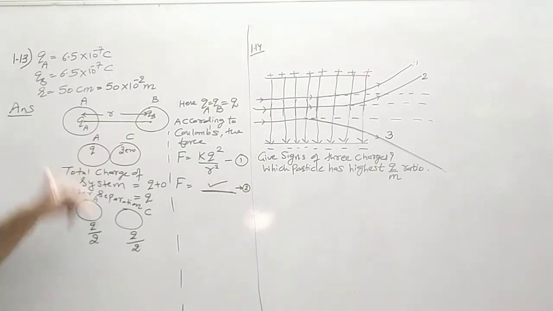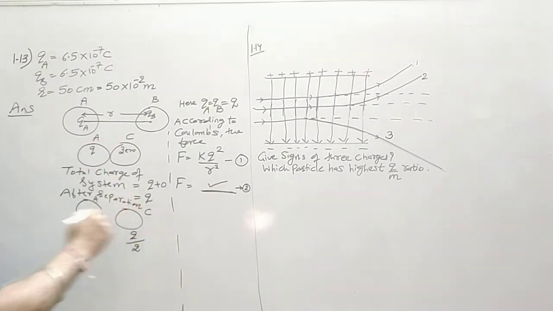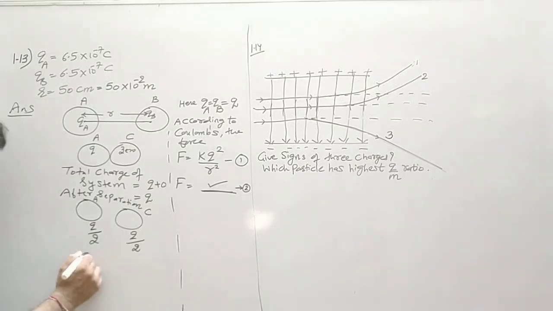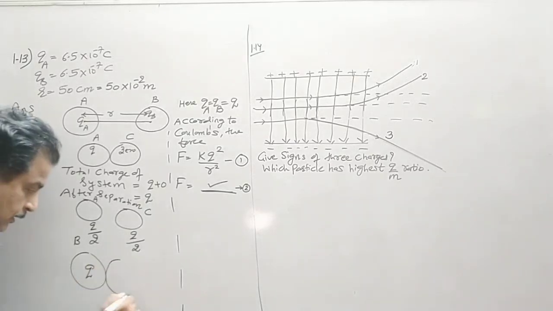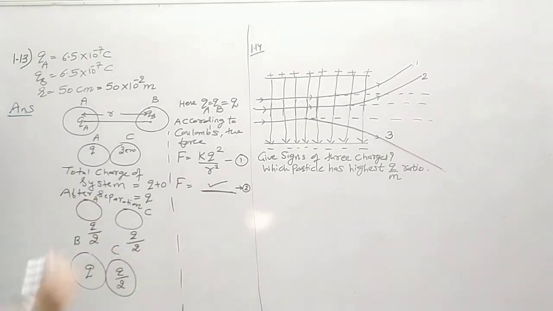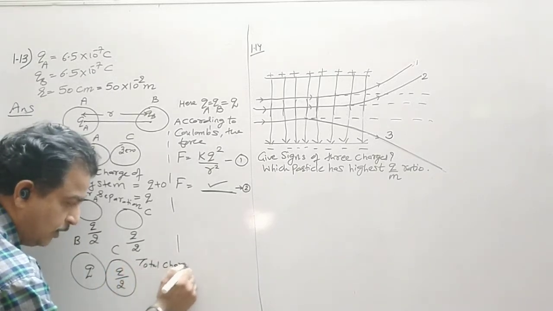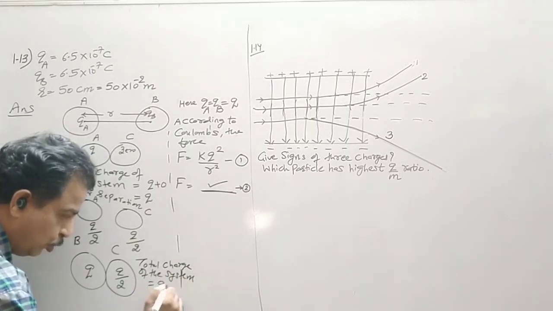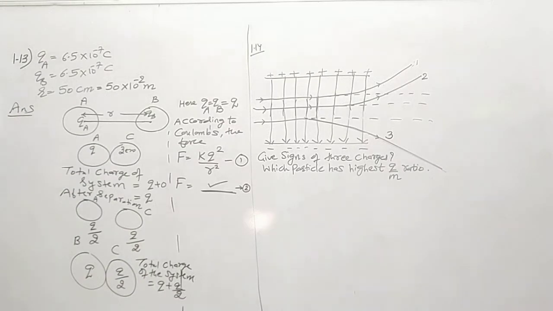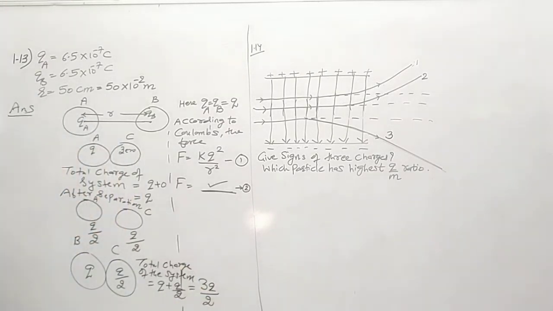In the third part, they have given that this C is now kept in contact with B. So B has a charge of Q. C has a charge of Q by 2. So again we do the total charge of the system, which is equal to Q plus Q by 2. So it comes out to be 3Q by 2.